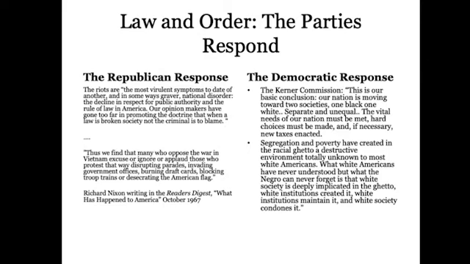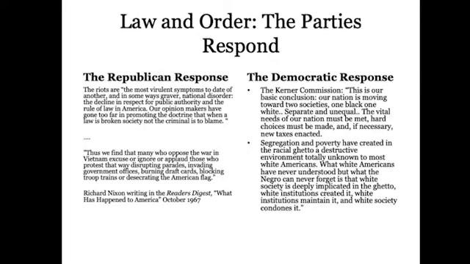He then goes on to tie Vietnam into this. Thus, we find that many who oppose the war in Vietnam excuse or ignore or applaud those who protest that way, disrupting parades, invading government offices, burning draft cards, blocking troop trains, or desecrating the American flag.